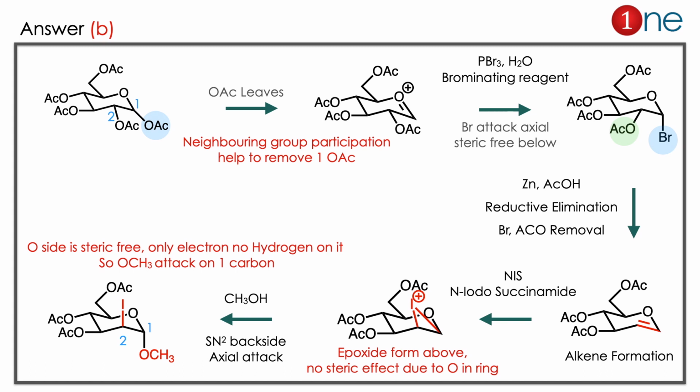The attack will be favorably on the first carbon because there is no crowding, since oxygen is planar and doesn't have any hydrogen. So the oxygen side is sterically free. So OCH3 attacks on the one carbon. Here you have to learn a few things. One is neighboring group participation. If you have a lone pair system near the leaving group, it promotes the elimination. The next thing is the attack of the halogen is always axial in this kind of system. Whenever you are in a position for the attack, you have to find the sterically less hindered position.